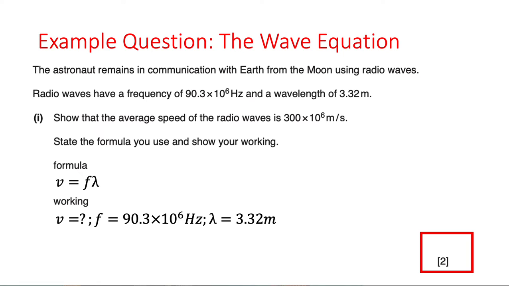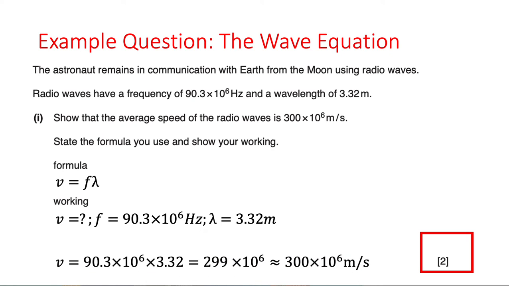If you were doing this on paper, what I'd be suggesting you do is draw a circle around these, write the letters next to the numbers in the question, something just so that you know these values. You could write them out by hand as well. That's absolutely up to you. And all we're going to do is put those numbers into the equation. 90.3 times 10 to the 6 times 3.32. When I put that into my calculator, I got something like 299 times 10 to the 6.